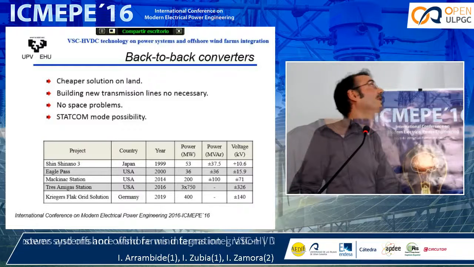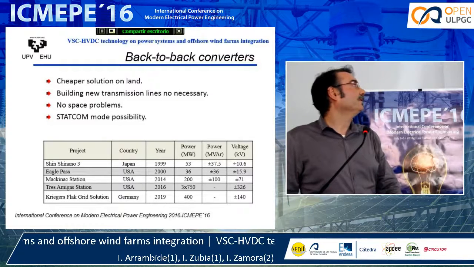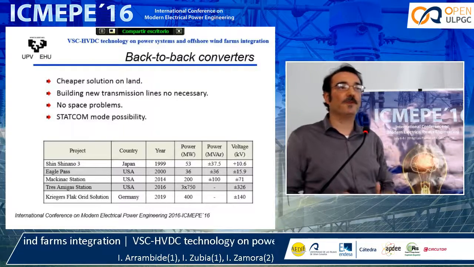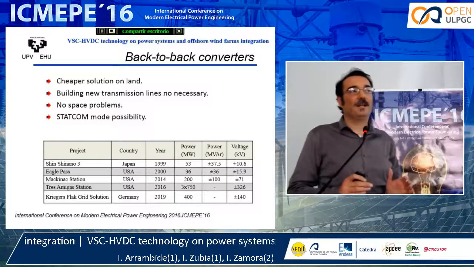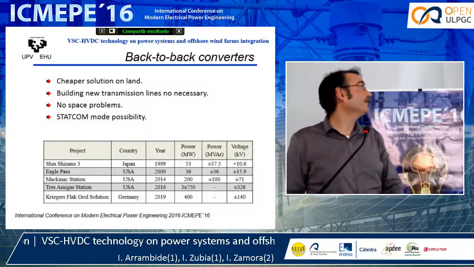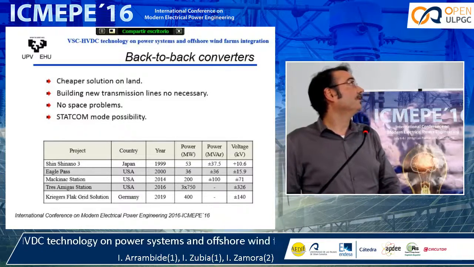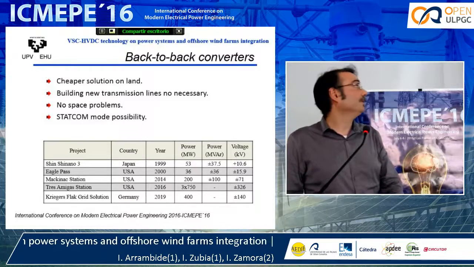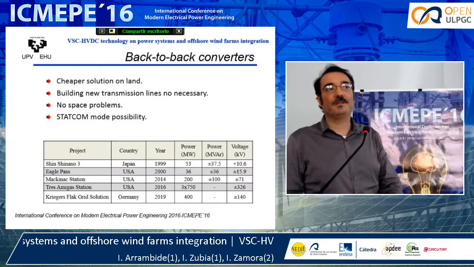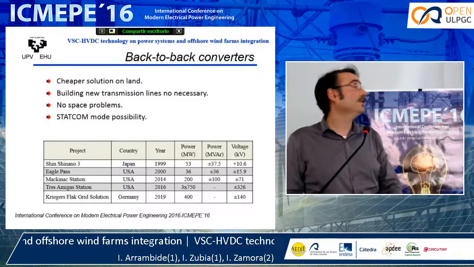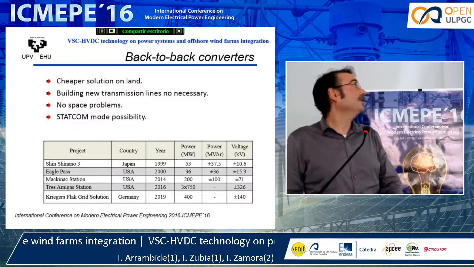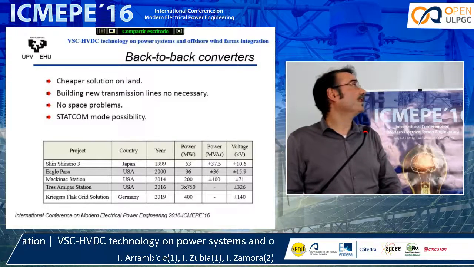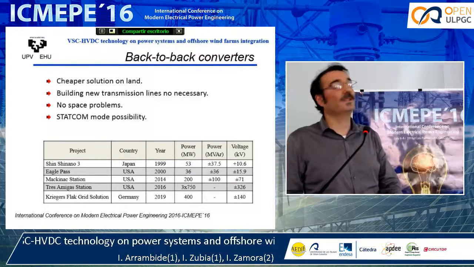Another application is back-to-back converters, especially in Japan and the United States, because Japan has 2 different frequencies. Half of the country is at 50 Hertz, and the other half is at 60 Hertz. So they need to prove this kind of converter as a frequency converter. In the United States, they have 6 different non-synchronized grids, so they need back-to-back converters. But these kinds of converters are really expensive, so developers prefer to use LCC converters and not VSC converters.